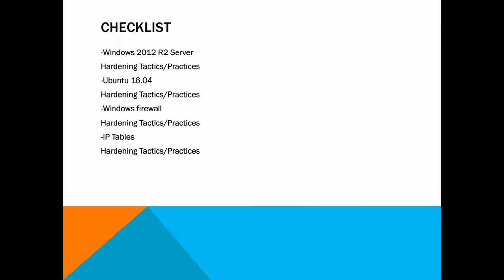Let's get started. So a little bit of a checklist of what we're going to be talking about today will be Windows 2012 R2 server, and also hardening tactics and best practices for the server. Also, we'll be going into Ubuntu 16.04, and then hardening tactics and best practices for that one. And then Windows Firewall for Windows 2012 R2 server, hardening tactics and best practices for the firewall. And then we'll be getting into IP tables, which connects and links to Ubuntu 16.04 for hardening tactics and best practices for that one also.